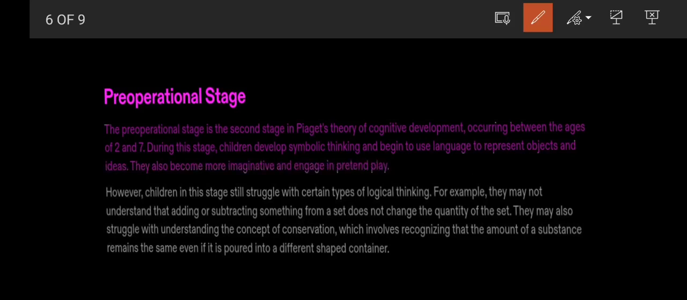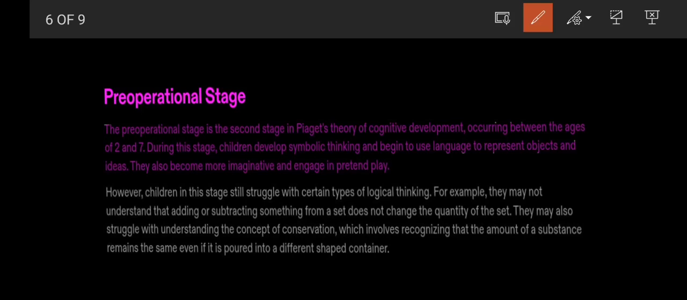In the pre-operational stage, the child will develop symbolic thinking, so he will engage in pretend play. For example, the child will imagine a classroom, and he will think that he is a teacher. He will imagine the students and start teaching them lessons like a teacher. The activity he is engaged in is pretend play.